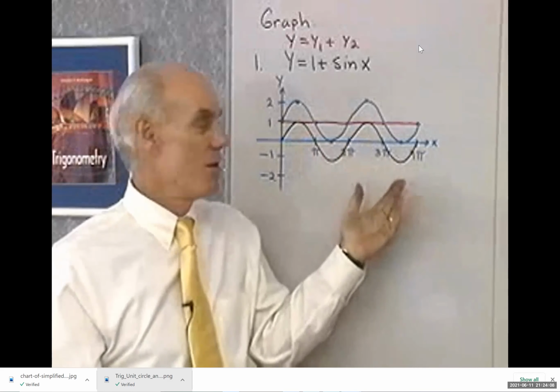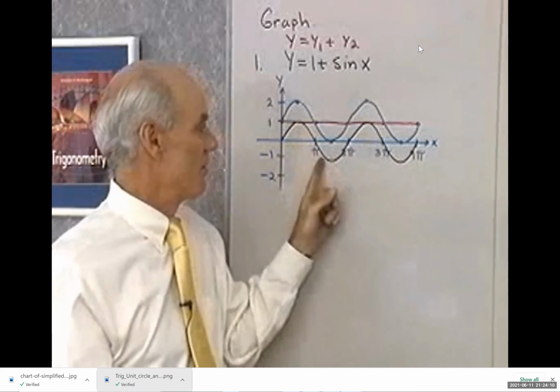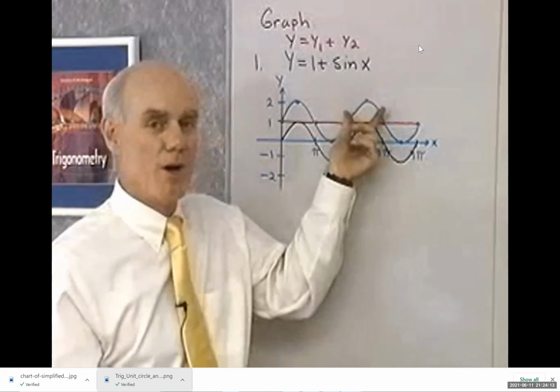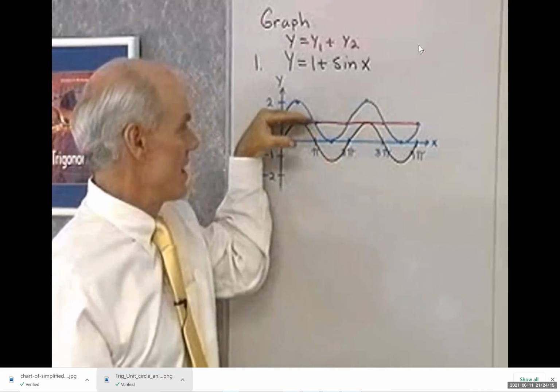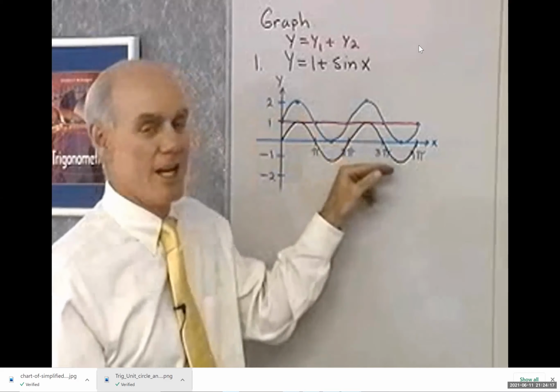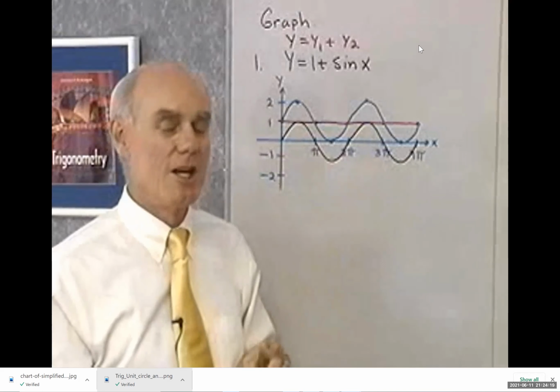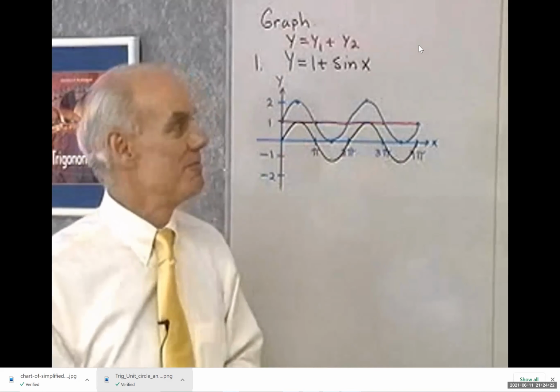A couple of different ways to think about this. You can think about it being the graph of y equals sine x moved up 1 everywhere, or you can think of it as the sum of y equals 1 and y equals sine x, and we just add our y coordinates. Let's take a look at a little more difficult one.